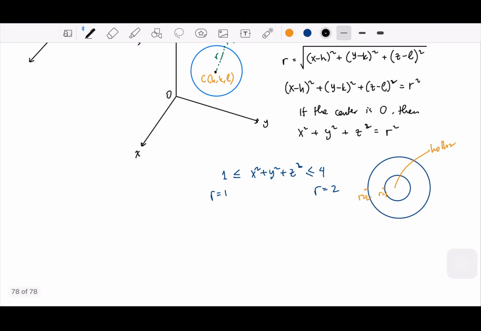Okay, so the next section is now about vectors. Okay. So the vector itself comes after the introduction of 3D space, or 3D geometric space.